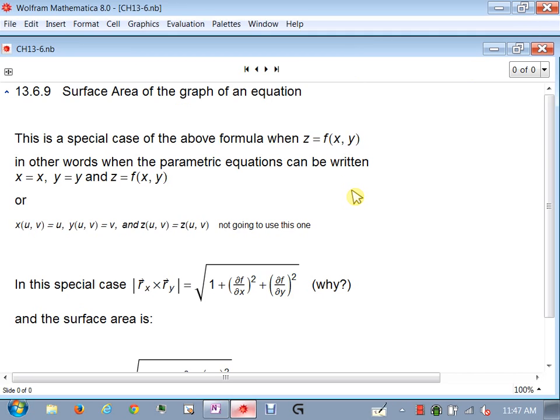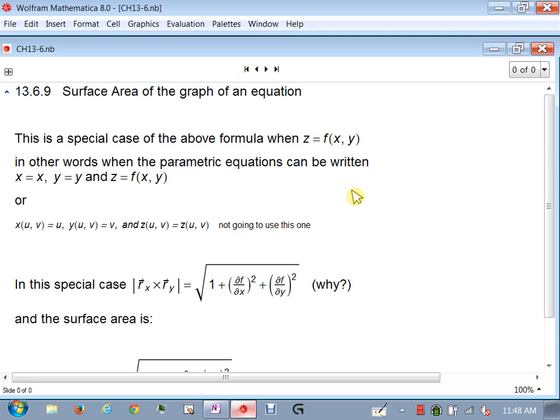So we right now have a very powerful tool in the toolbox. If we can come up with a vector equation for a surface, we can find its surface area, so long as we can actually compute the magnitude of the cross product of those partials. That can be trouble sometimes. But if we can do that, we should be able to find the surface area.